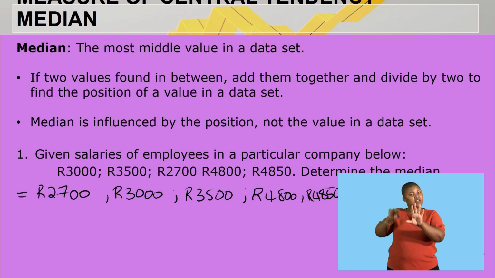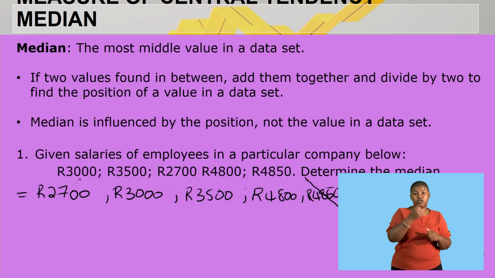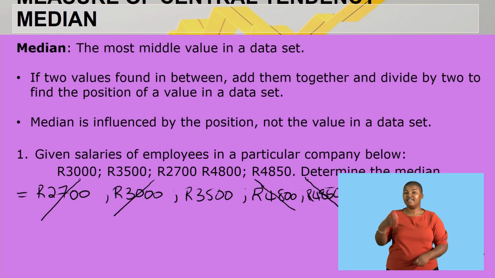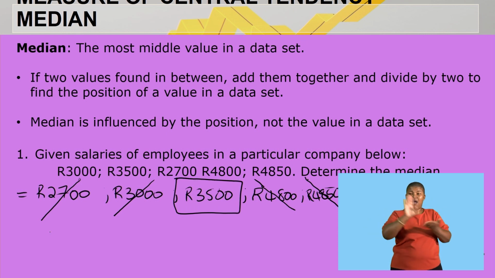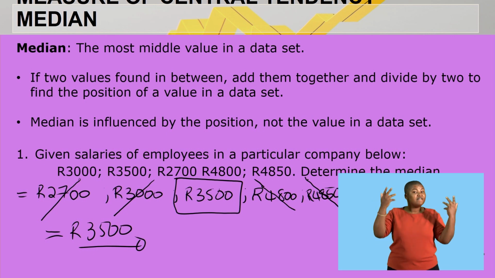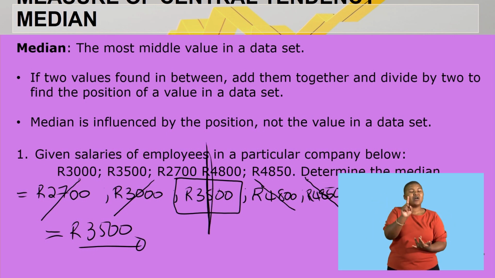Now, how do we find our median? Firstly, you need to equate the values on the right as well as on the left hand side. So if you subtract this one, we must also cancel this one, and also this one. All the values that we have cancelled on the left are equal to those that we have cancelled out on the right. So your middle value is 3,500. This is the position of our median. It's where it stands.